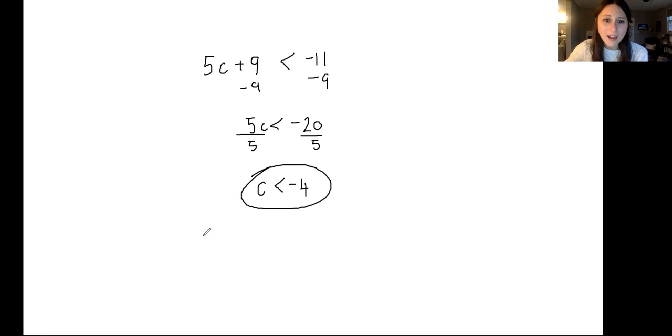So if I were to graph that on my number line, I would put negative 4 here, circle where it is, and then c is less than. So it's going to the left, and it's pointing to the left there. And there you go.